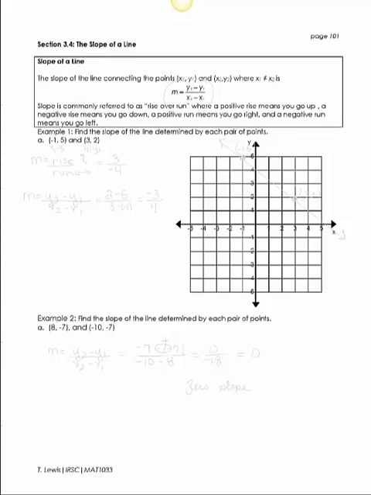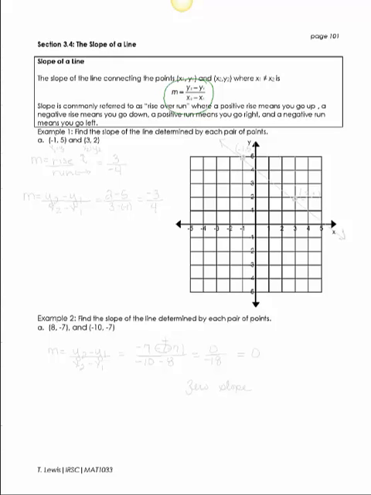Slope of a line. The slope of a line connecting the points (x₁, y₁) and (x₂, y₂), where x₁ does not equal x₂, is equal to... So now we have the slope formula. m is equal to y₂ minus y₁ all over x₂ minus x₁. The slope tells you how steep a line is.